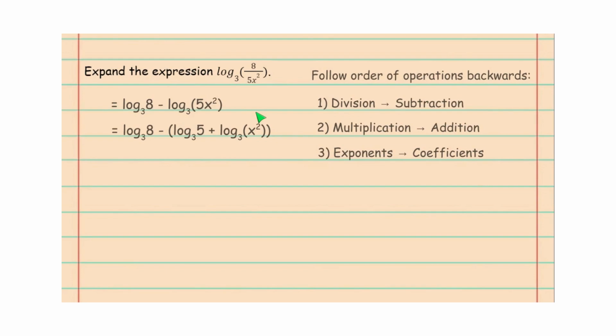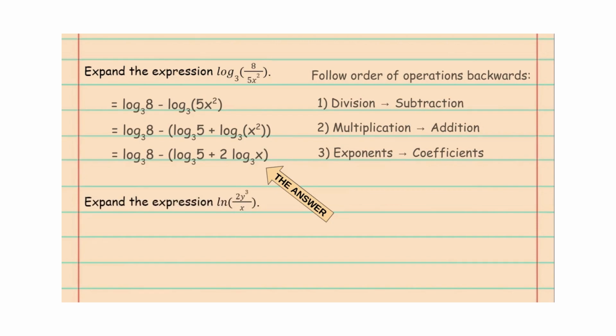Now we see we have an exponent, which we can turn into a coefficient. That would leave us log base 3 of 8 minus quantity log base 3 of 5 plus 2 as a coefficient log base 3 of x. Which is the answer. Though you may distribute this negative sign into the parentheses, if you would so choose.